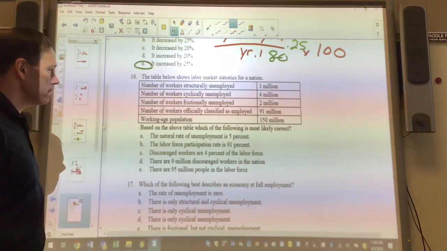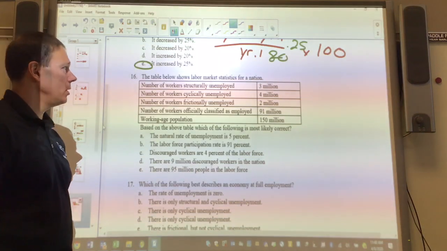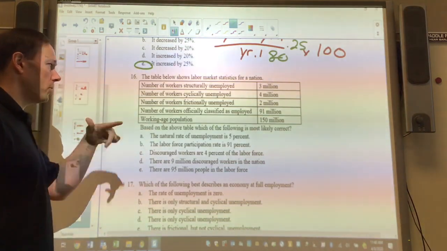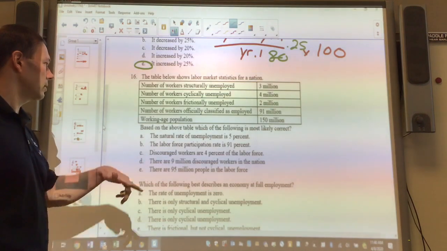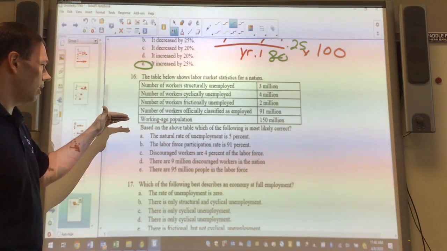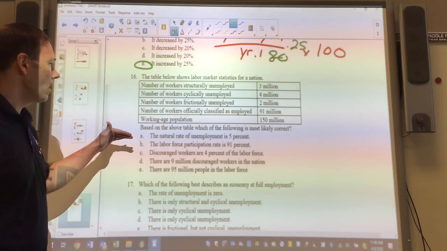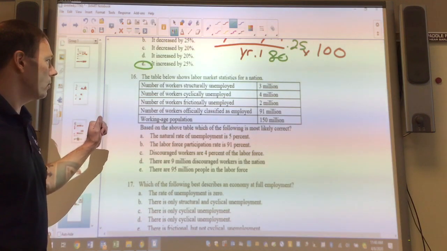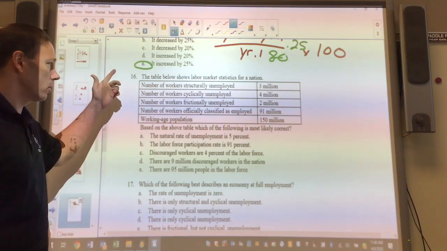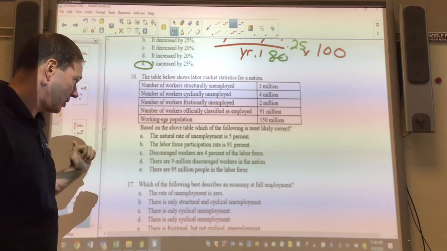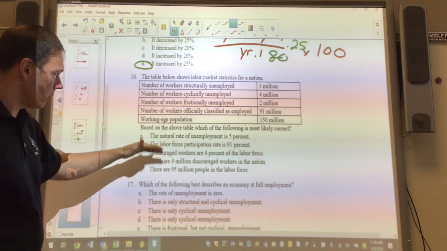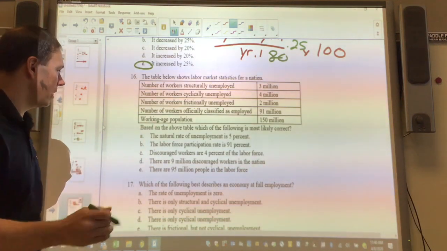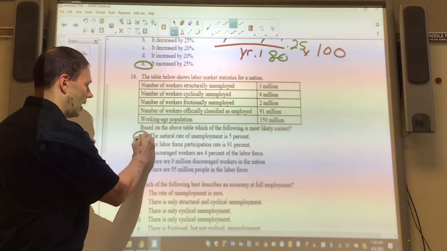Number 16. So this is the same chart that you saw a moment ago. They're asking a different thing though. This is asking which of the following is correct. All right, so what do we know here? We found out earlier that the unemployment rate was 9%. Now, the other ones are talking about discouraged workers, this and that. The best answer, number 16, though, is A.